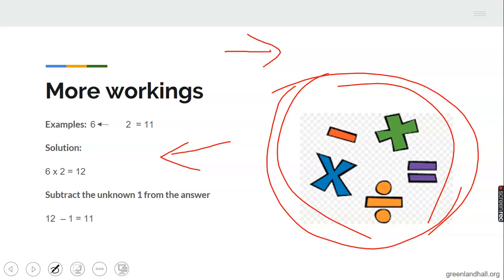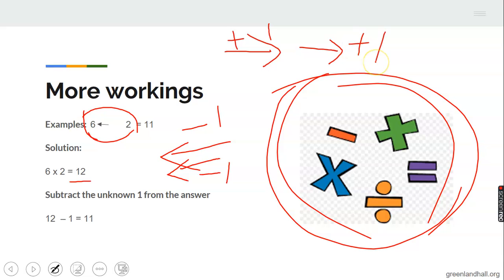Okay. Now, we still multiply the two figures that are here, and we get our 12. But instead of adding 1 as our unknown, we subtract 1 here. So when the arrow is coming here, you subtract 1. When it's coming here, you add 1. Do you understand? So from your answer, just subtract 1. So you get your 12 as your answer, then you subtract the unknown, which is 11. Do you understand it very well now? Good.